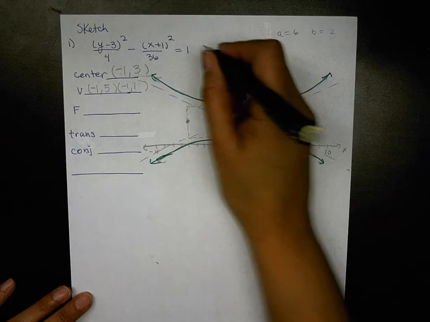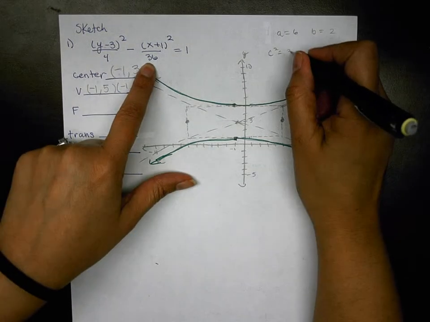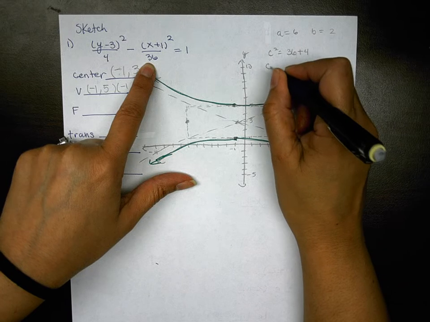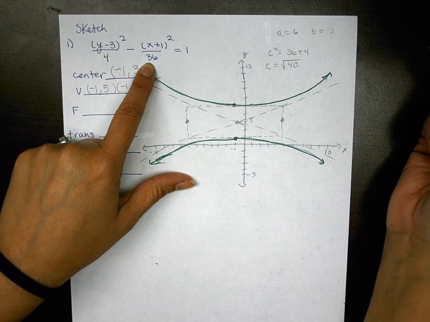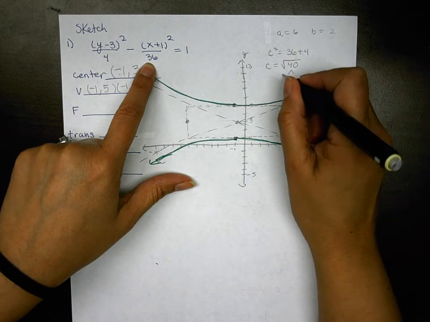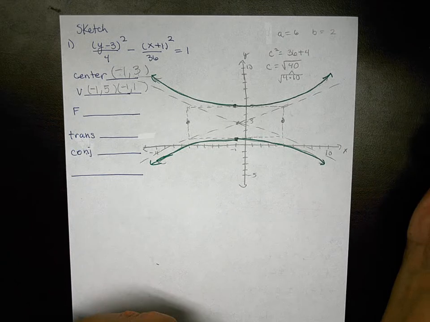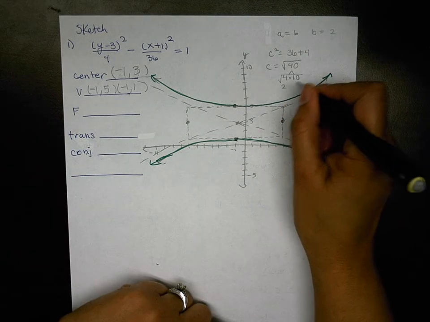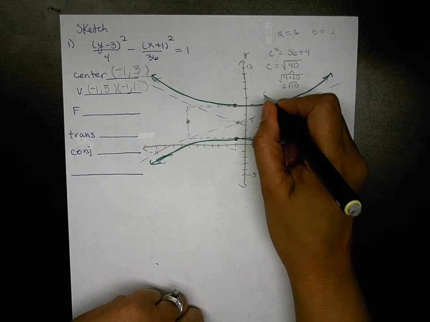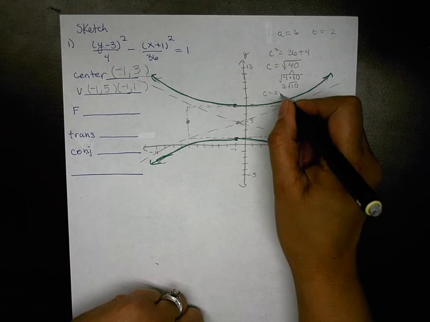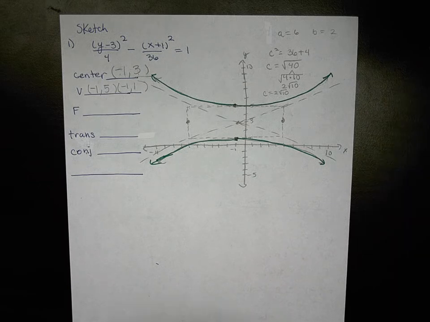I'll do it up here. C squared equals A squared plus B squared. So 36 plus 4. C equals the square root of 40. Do you know how to break that down? 4 times 10. Take the square root of 4. What's the square root of 4? So 10 is not a perfect square, and it doesn't break down into any perfect squares. So what does C equal? 2 root 10.